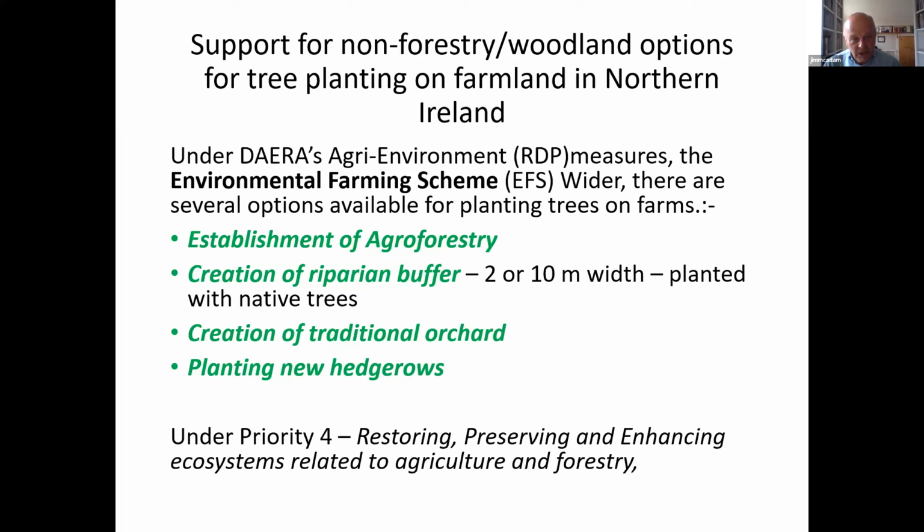And I think the gradation from hedgerow into silvopasture is an interesting model in a way to get trees onto farms. These all come under priority 4 of the Rural Development Programme, which is about restoring, preserving and enhancing ecosystems related to agriculture and forestry.